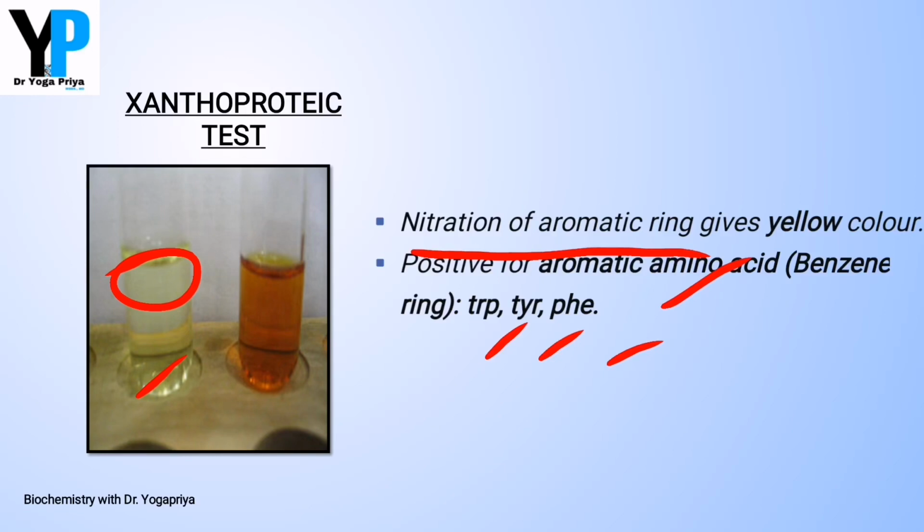And now what we have to do is make it somewhat alkaline by adding excess of 40% NaOH. So what happens is this yellow color deepens to form an orange color. The yellow color is mainly due to the nitro derivatives, that is nitration of the aromatic ring, nitro derivatives of the aromatic amino acids present in the protein, and this orange color is mainly due to the sodium salts of these nitro derivatives, which is the reason for the yellow color and also the orange color.